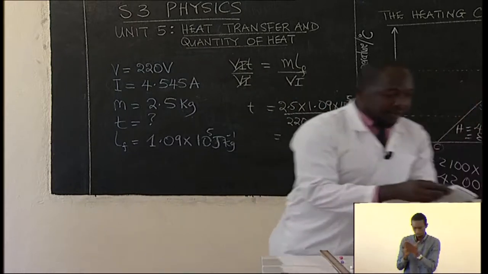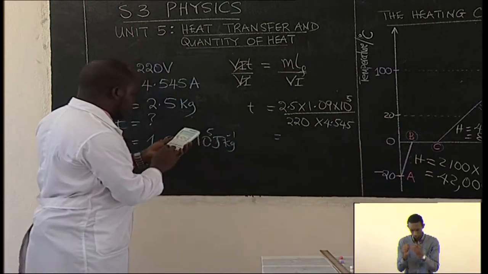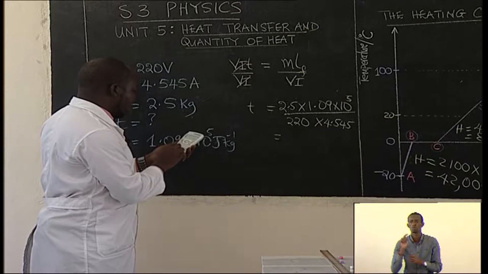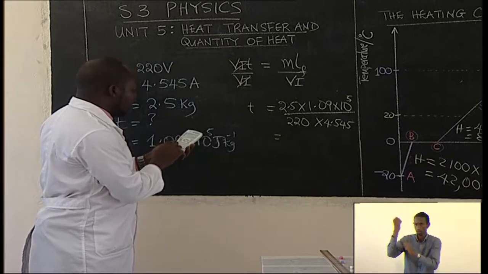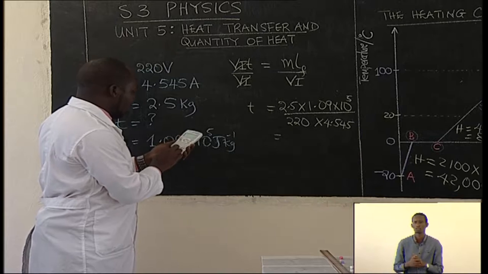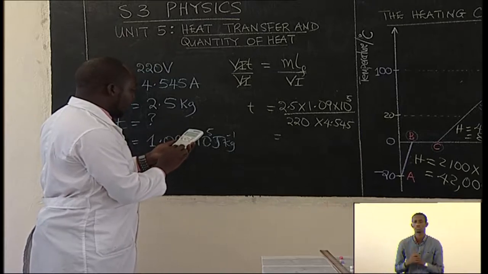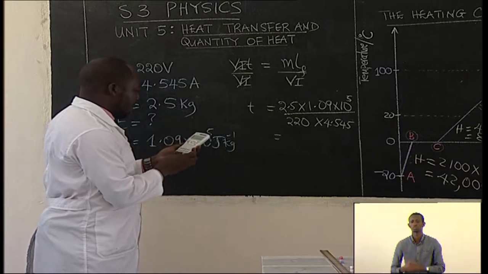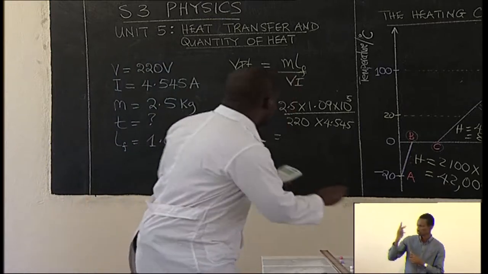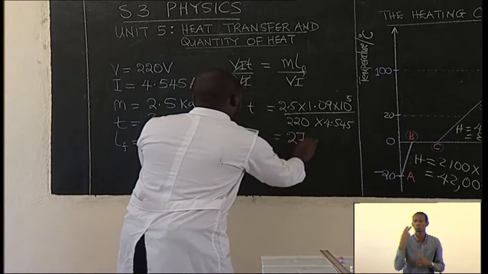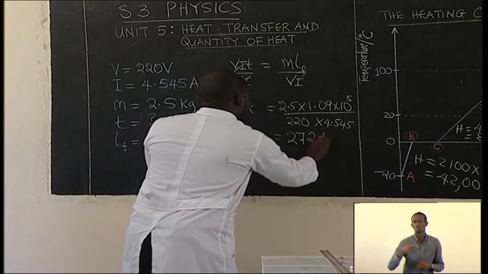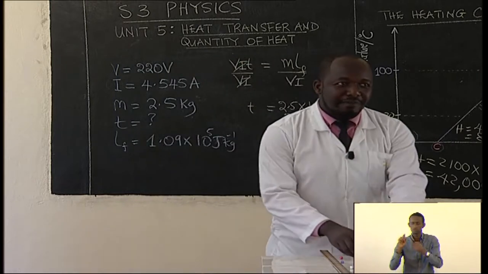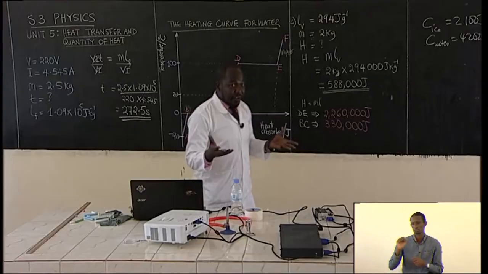And so let us get that time. I'm going to press it very quickly. I hope you are pressing it as well. So you have 2.5 times 1.09, exponent 5, divided by 220, then 4.545. My answer is 272.5. And what is the unit of time? The unit of time has to be seconds. So I believe you have followed that.